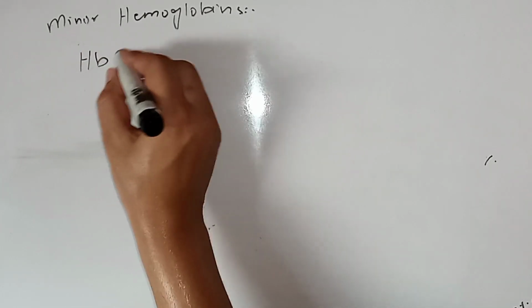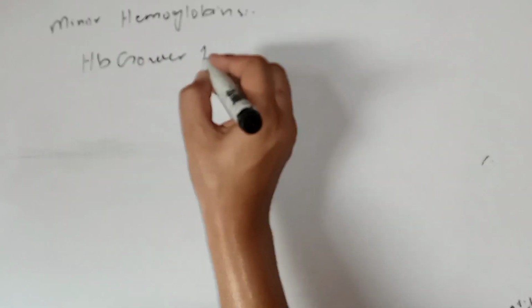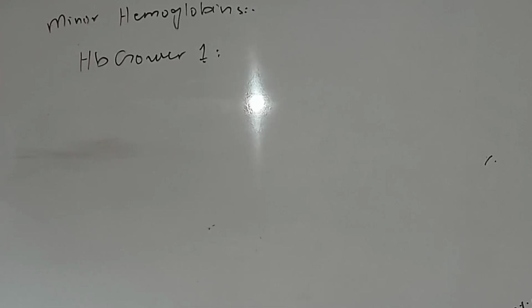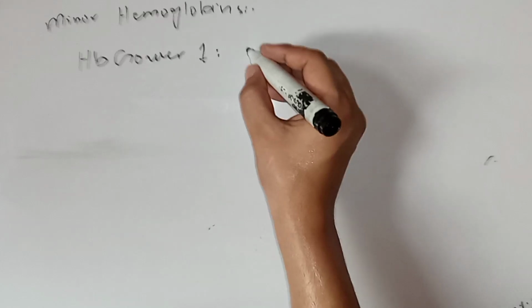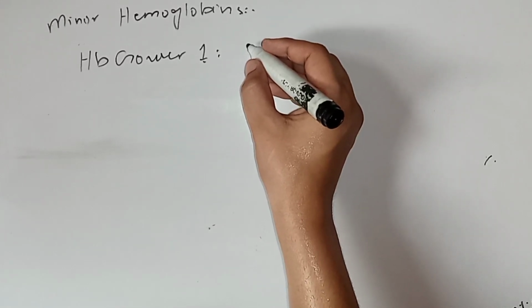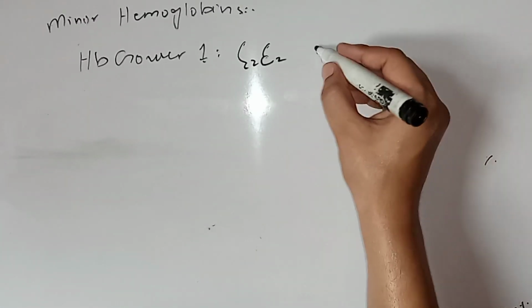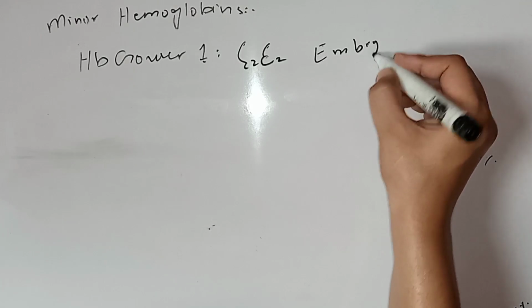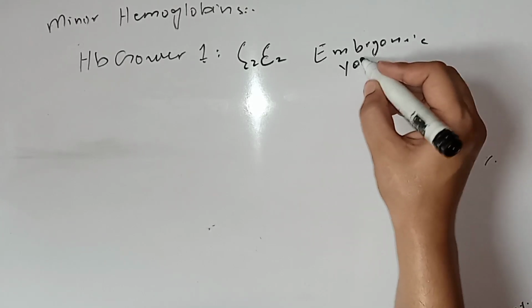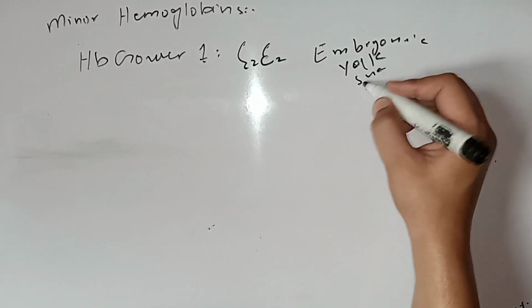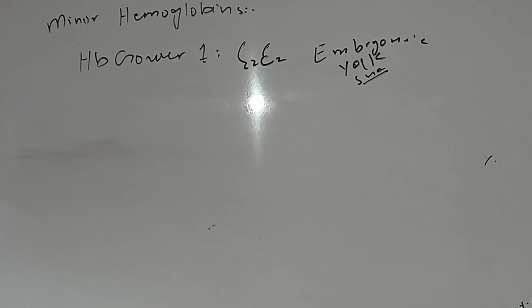HbGover1. This hemoglobin is principally synthesized by the embryonic yolk sac. It has two zeta chains and two epsilon chains, and it is synthesized by the embryonic yolk sac after conception, and its synthesis continues up to the 5th week of gestation. Its synthesis starts after the first month after conception and continues.